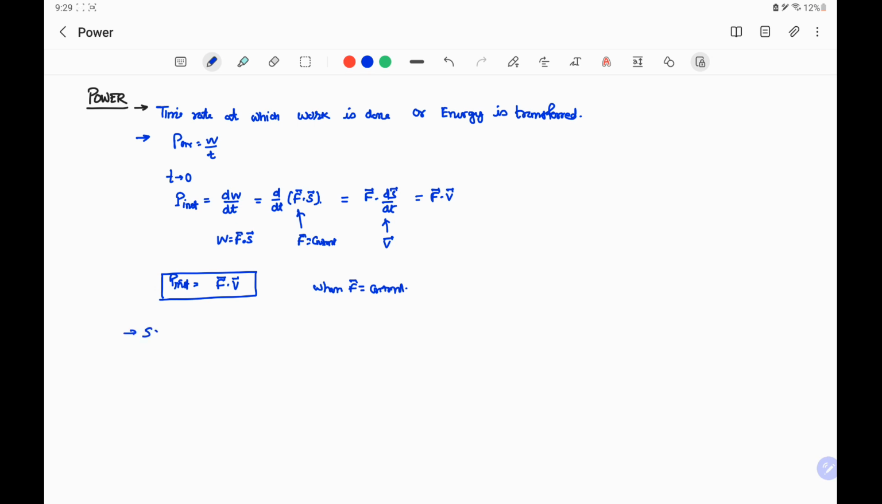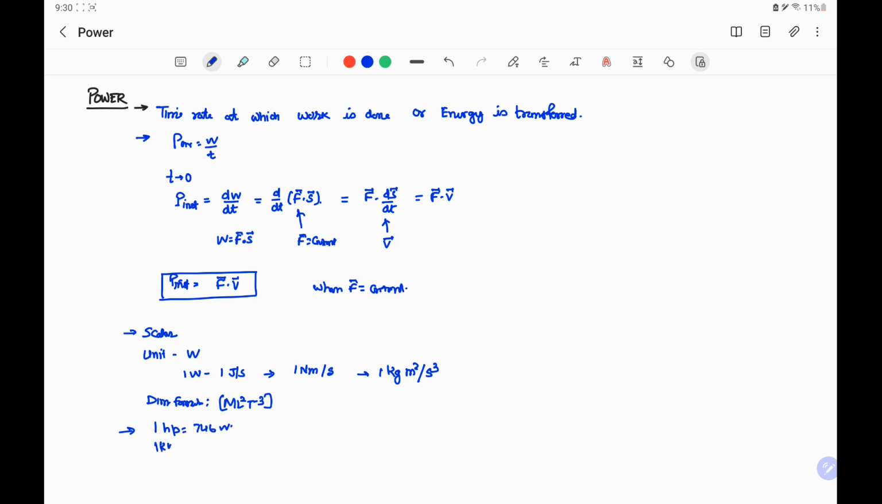The power is a scalar quantity. That means it has only magnitude, no direction. Its unit is watt, and 1 watt is equal to 1 joule per second, and it can also be written as 1 Newton meter per second. Further, it can be written as kilogram meter square per second cube. Its dimensional formula will be ML^2T^-3. Other units of the power are 1 horsepower, that is equal to 746 watt.